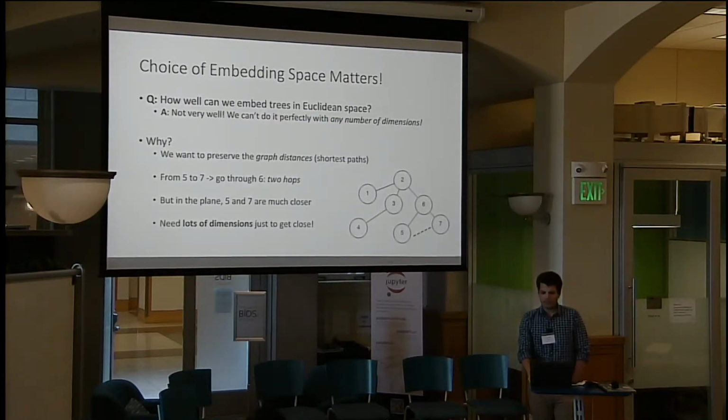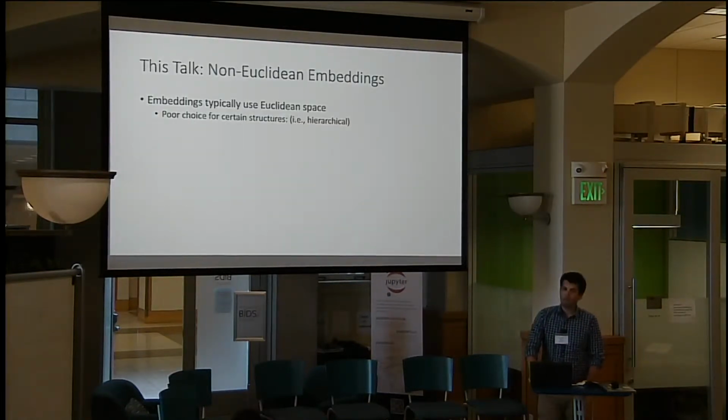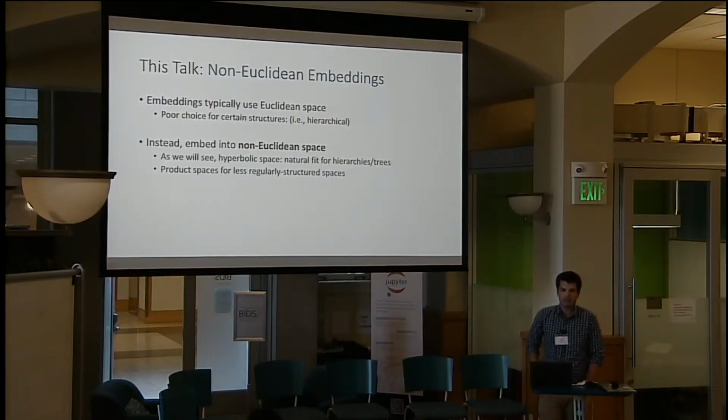So surprisingly, it turns out, though, that if you switch your space from Euclidean to something else, and it turns out it's hyperbolic space, you can do an incredibly good job of this. You can remove that distortion. You can make it as low as you want. And you don't even need that many dimensions. In fact, 2 is sufficient.